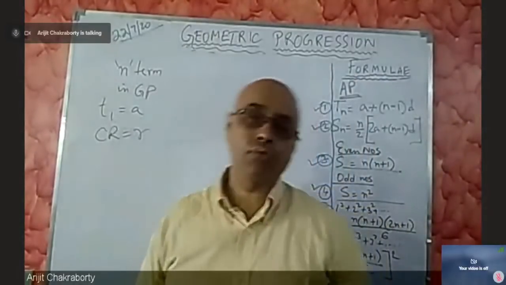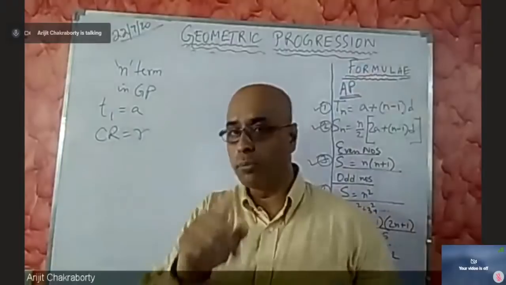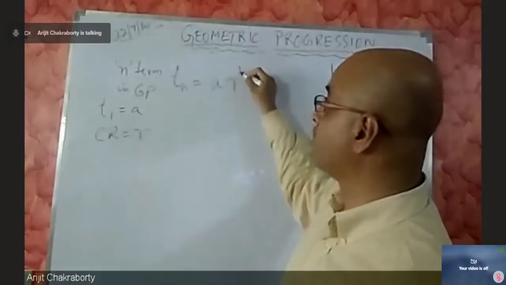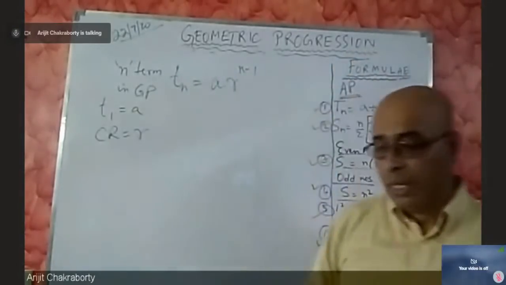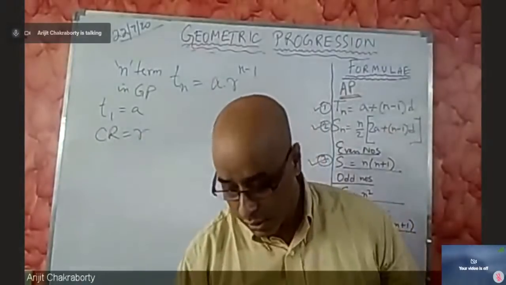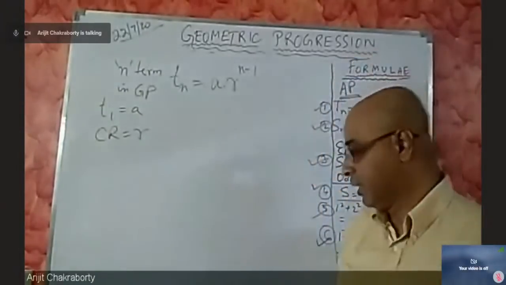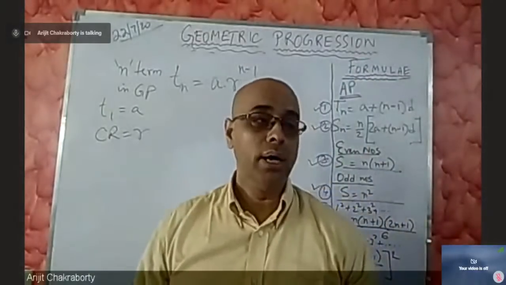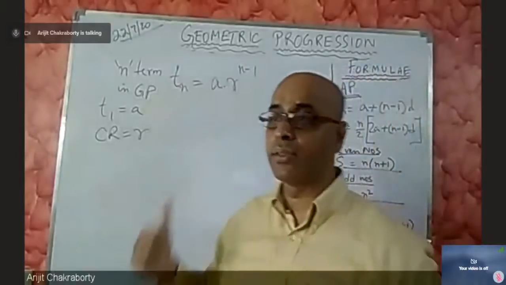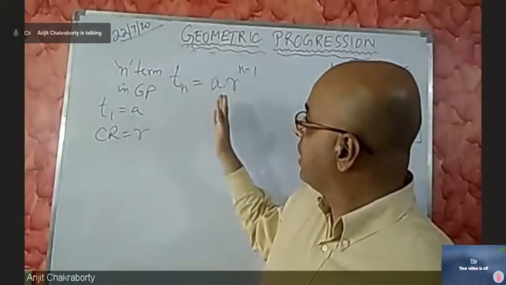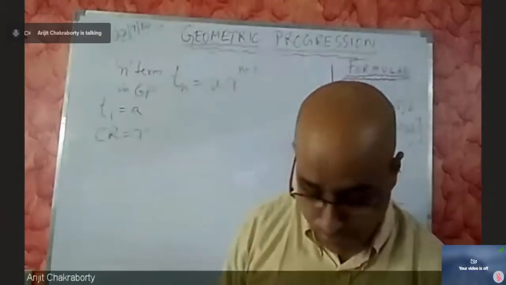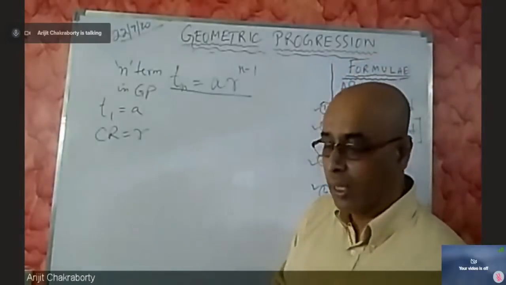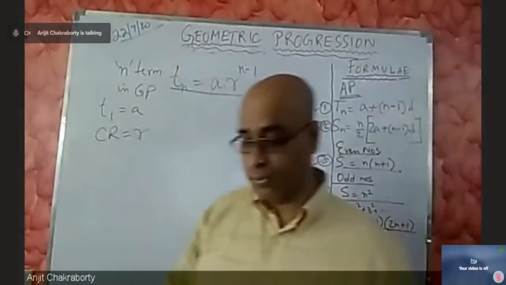Now let us see what the nth term in a GP will be. The formula is Tn is equal to A into R to the power n minus 1. You have to remember this formula, and I will be writing it here. For AP and GP you need to remember almost 8 to 10 formulae. We have already seen six for AP, and the remainder are for GP. So this is a very, very important expression which you need to remember: Tn is equal to A R to the power n minus 1.